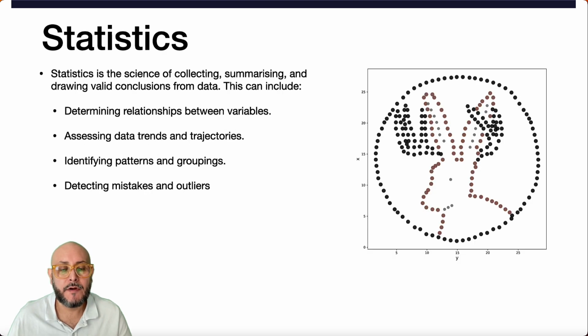Statistics is the science of collecting, summarizing, and drawing valid conclusions from data. These include determining relationships between variables, assessing data trends and trajectories, identifying patterns and groupings, detecting mistakes and outliers, among others. In a way, we can think of statistics as a way to describe the methods and ideas dealing with the collection, presentation, and analysis of data. All this with the purpose of using data to understand a variety of phenomena.